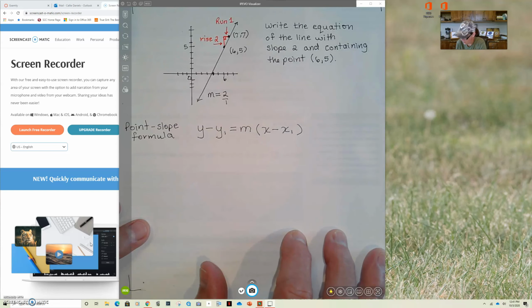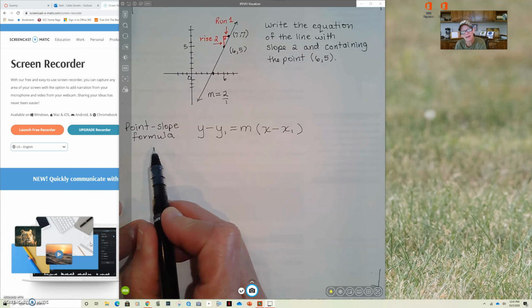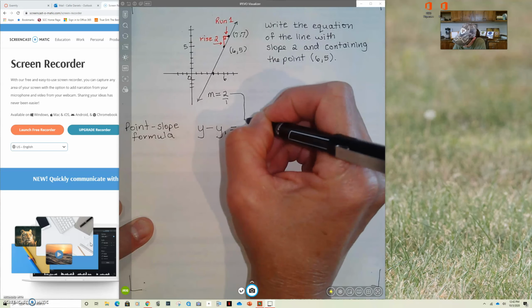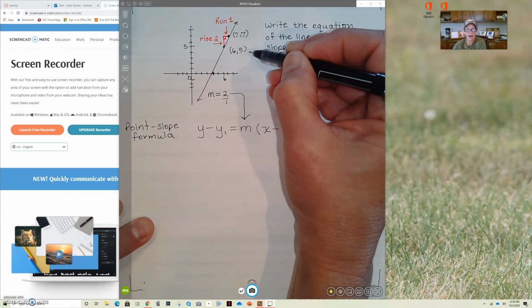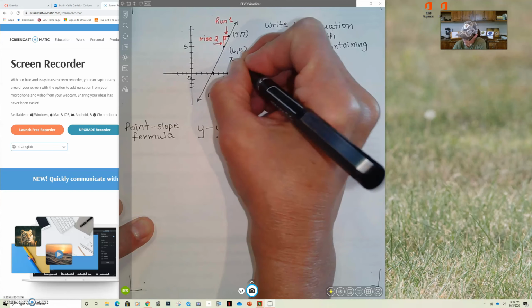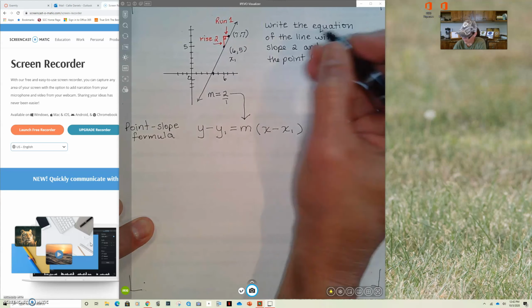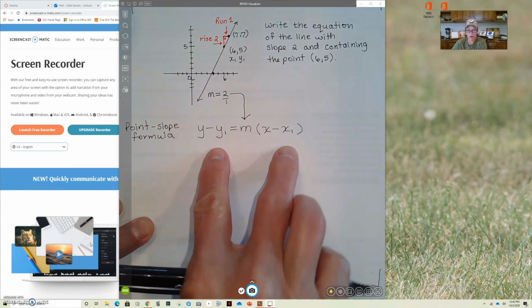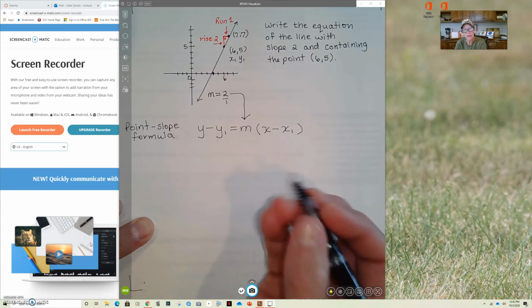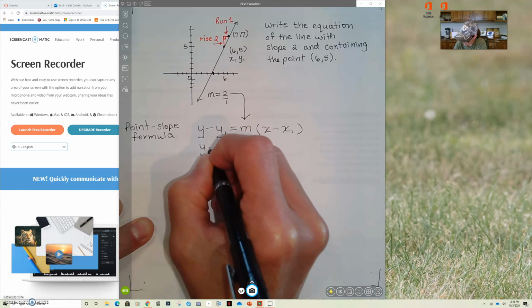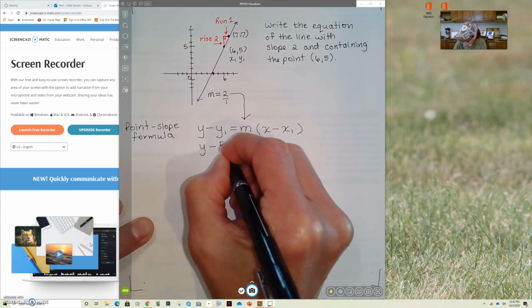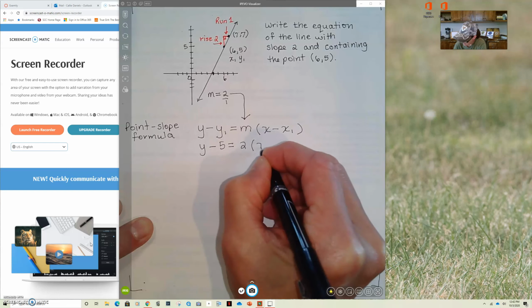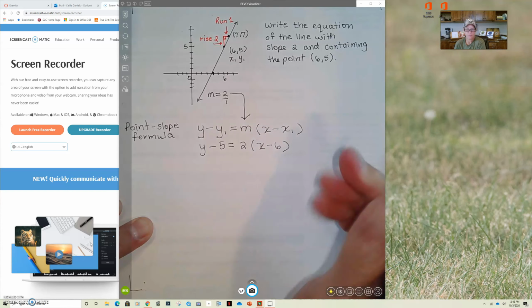Now in this case I'm going to use the point-slope formula because we know the slope to be 2 and we were given the point (6, 5). And so that value of 6 will represent x sub 1, and that value of 5 will represent y sub 1 in our point-slope formula. Let's go ahead and substitute values. y minus 5 is equal to the slope 2 times x minus 6.